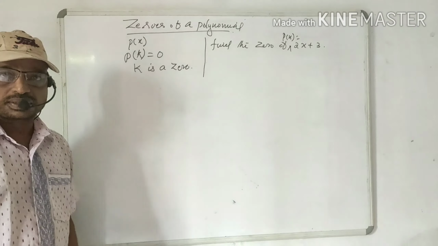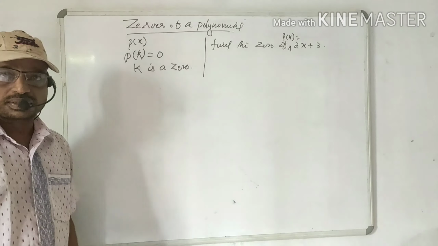Let us consider the polynomial p of x is equal to x square minus 1, and suppose we are required to find out the zero of this polynomial. So here p of x is equal to x square minus 1. How will you find out the zero of this polynomial? Just equate this polynomial to 0. That is, x square minus 1 equal to 0. That means next you will have to find out the value of the variable x.